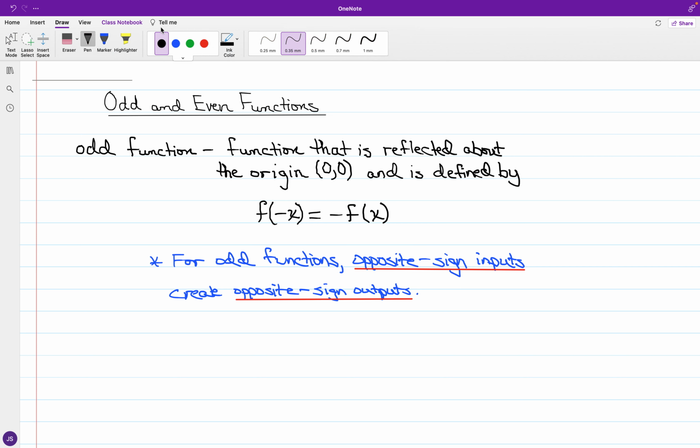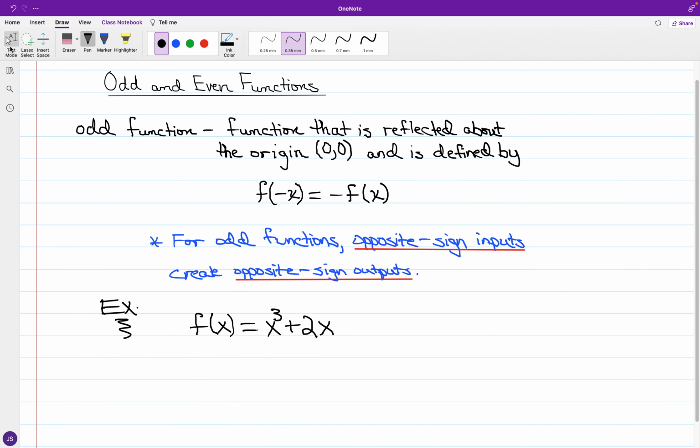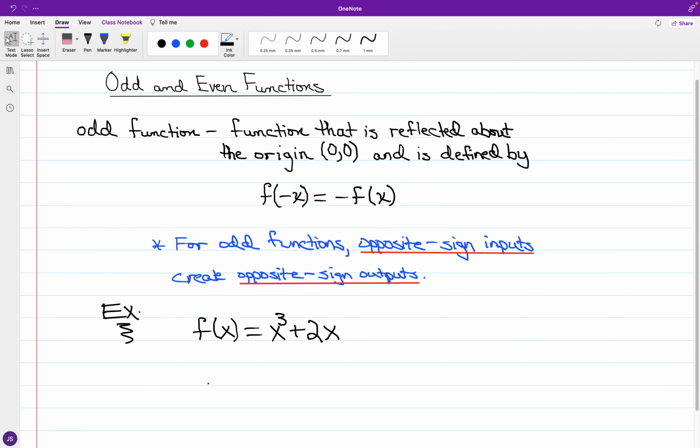Now, let's look at a visual case of an odd function. An example of an odd function could be where f of x is equal to x to the third plus 2x. We'll get into some of the finer details about the relation f of negative x equals the negative of f of x. But just looking at the characteristics of this function, we have reflection about the origin, and again, opposite sign inputs will create opposite sign outputs.